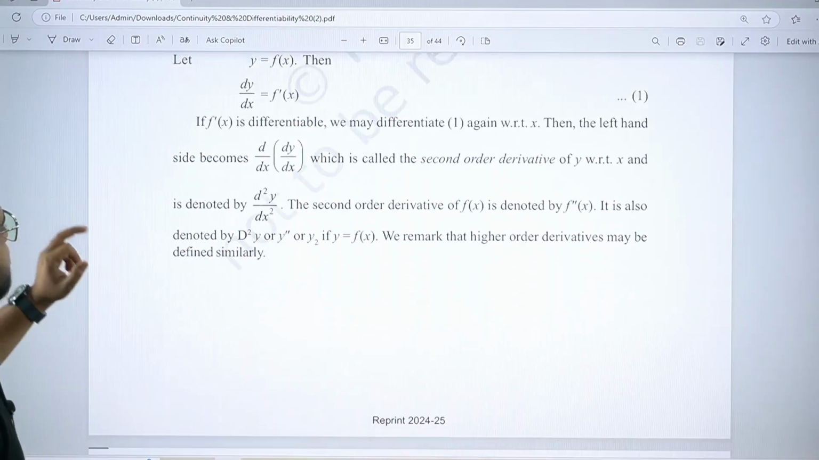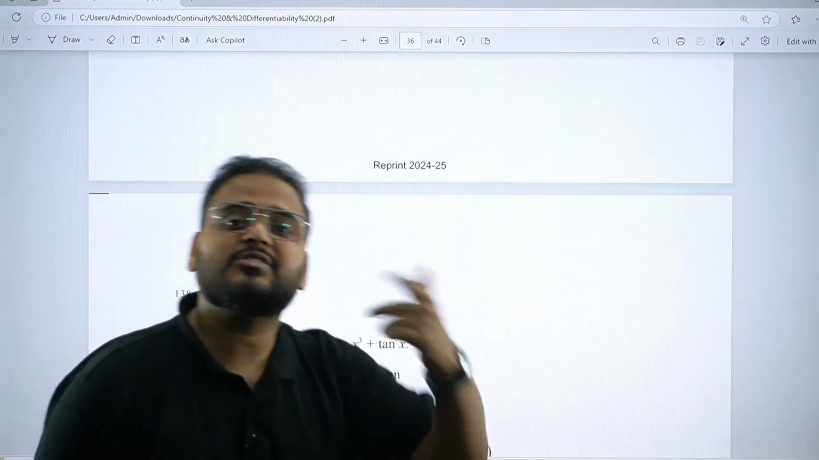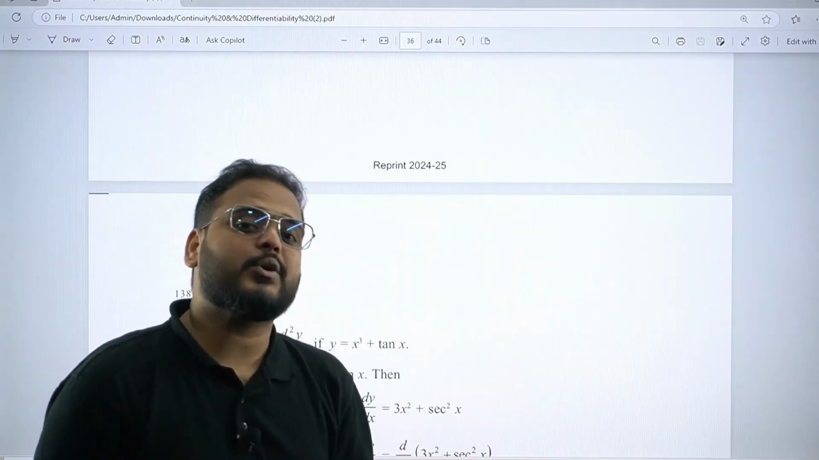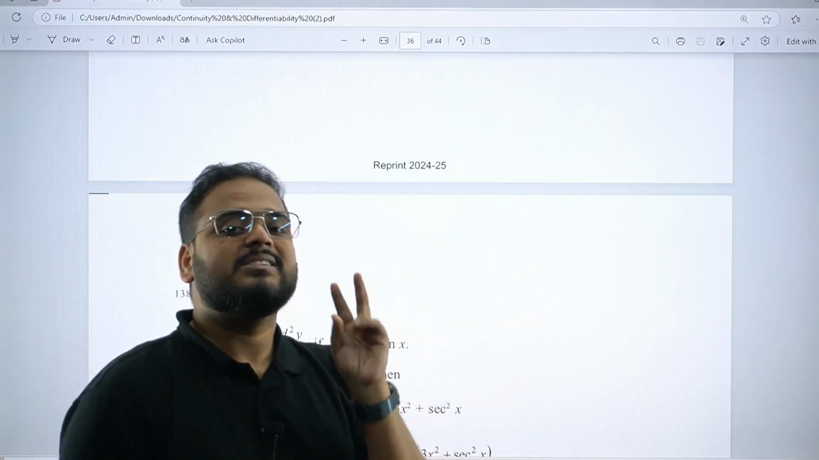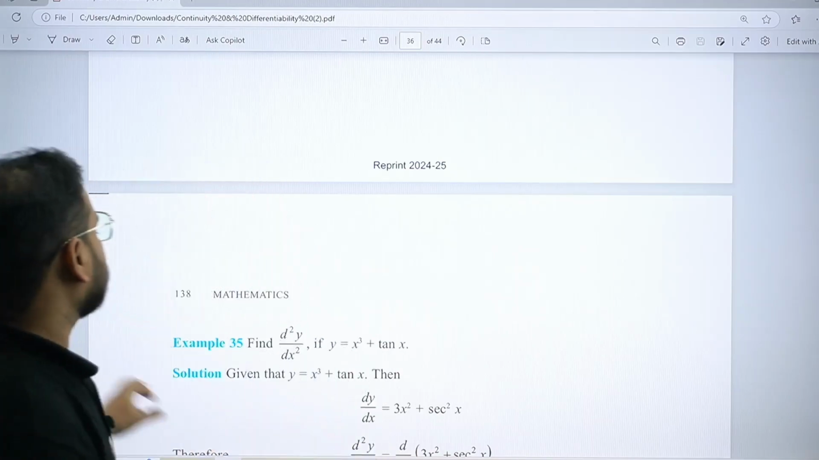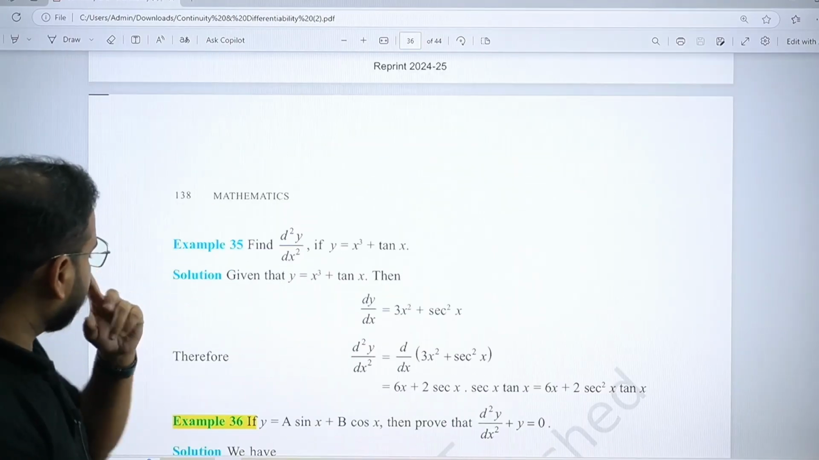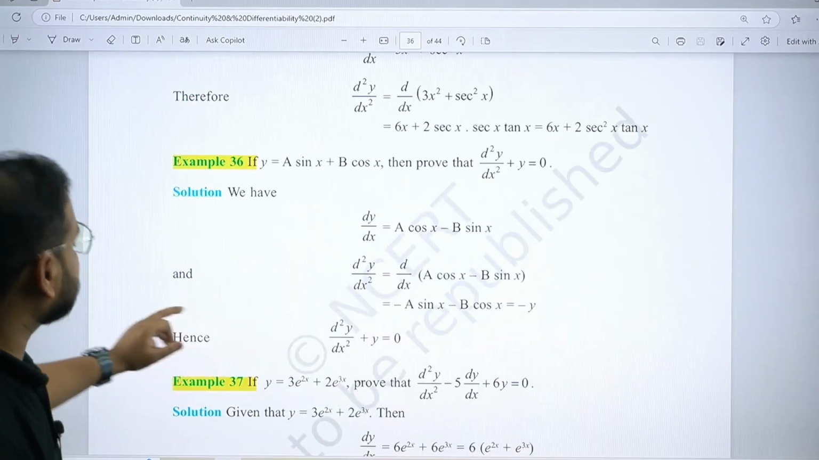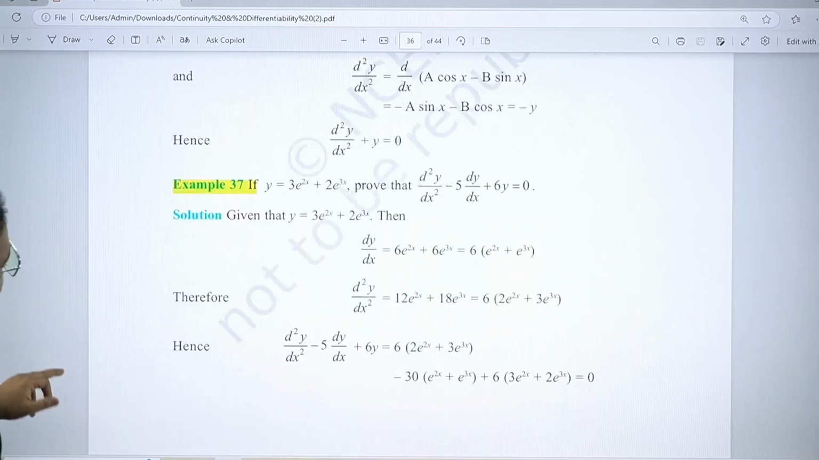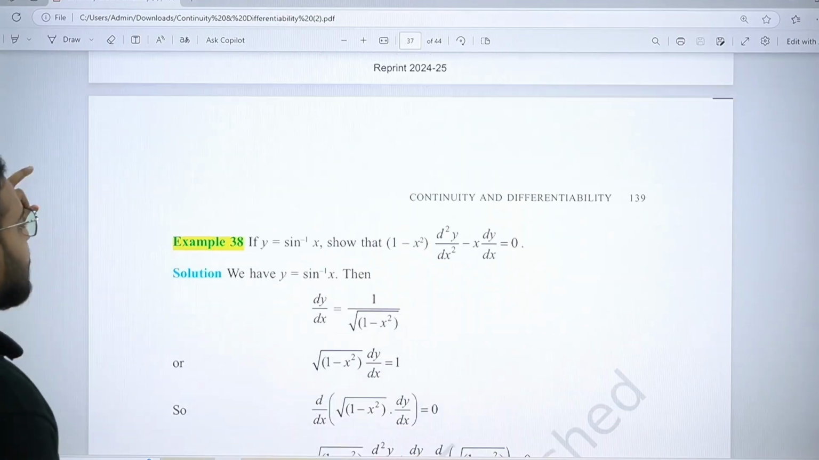Why am I asking you to remember this? Because in questions they use it. They simply write it as y2 or y double dash. So you have to know that it is second order derivative. Great. Example 35 is there. I have marked, bacha, example 36, 37. Please solve these two questions. 38 also I have marked.